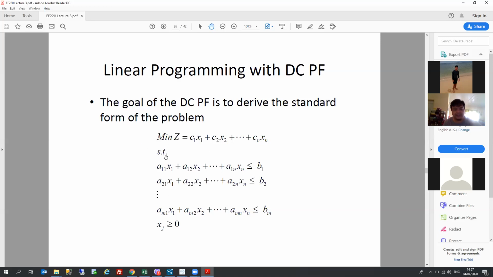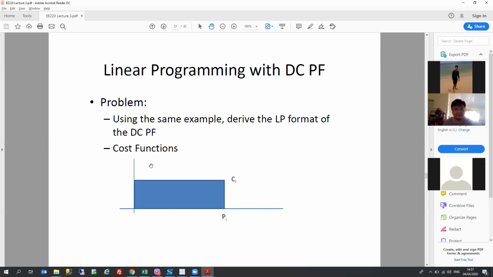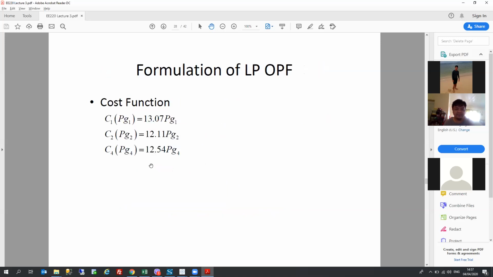Subject to a set of constraints. No? Ito na naman yan. Using the same example, derive the LP format of the DC power flow, whereas yung cost function mo ay ito. Okay? So, yung generator natin, i-represent natin ng 13.07 times P1. Yung presyo niya, 13.07. P1 is the unknown pa na generation. 12.11 times P2 plus 12.54 times P4.